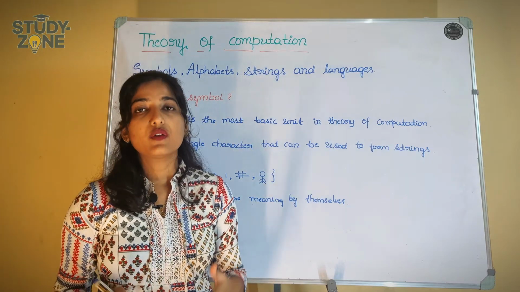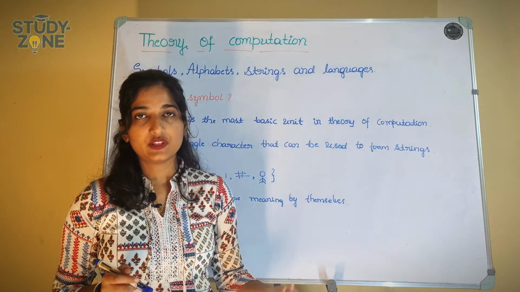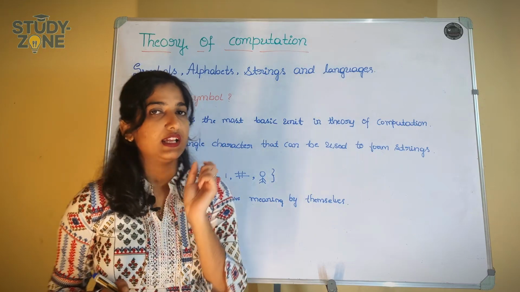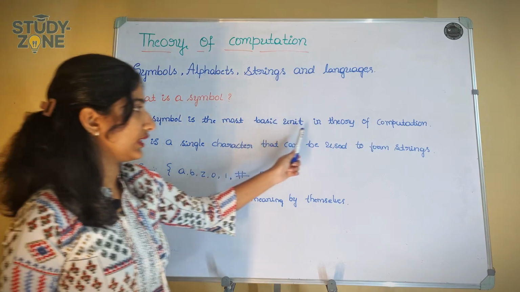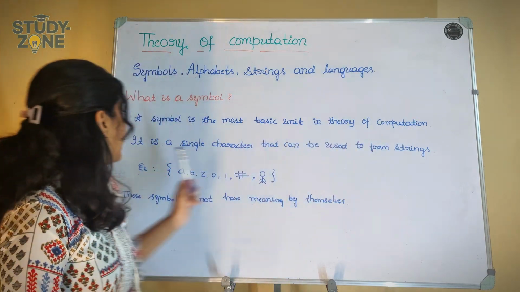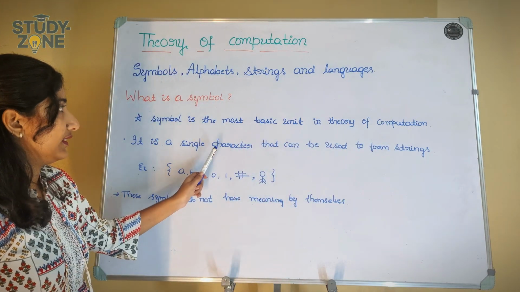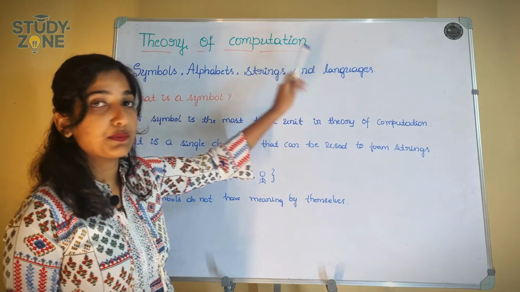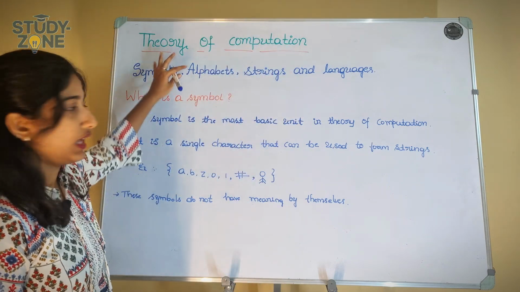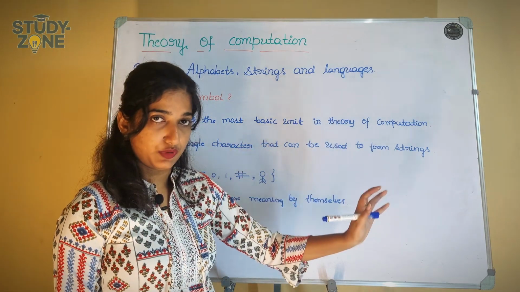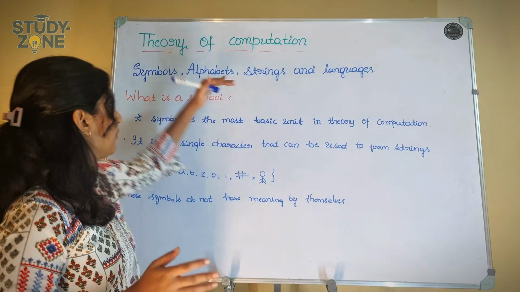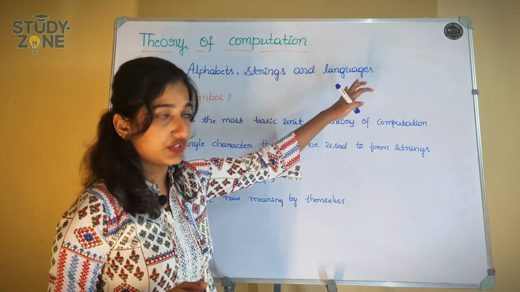So at first, what is a symbol? Remember, it is symbol. A symbol is the most basic unit in theory of computation. It is a single character. For all these things, the base is symbol, which means it is a base for alphabets, strings and languages too.